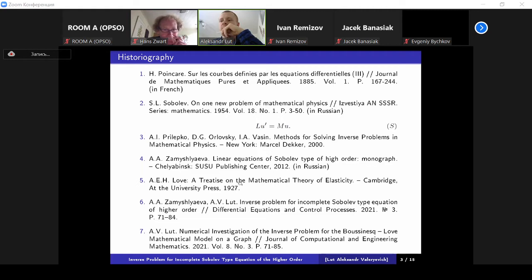Paper 5 contains one of the first mentions of possible applications of my research, namely the Barenblatt-Zheltov-Kochina equations. I will say more about this equation a little later. This report is based on the results of my last published works, 6 and 7.